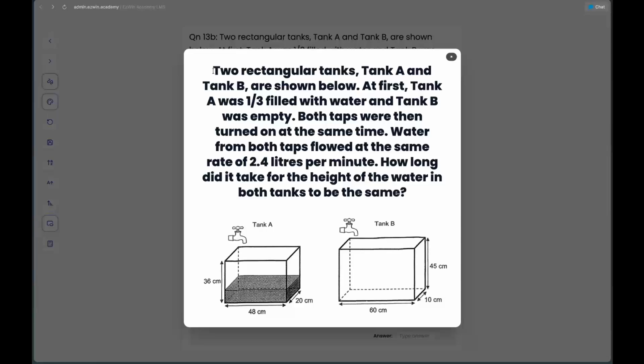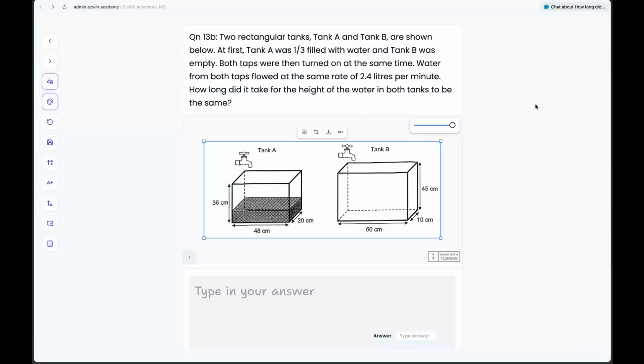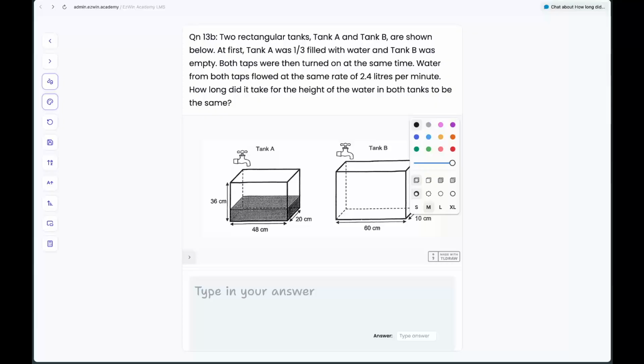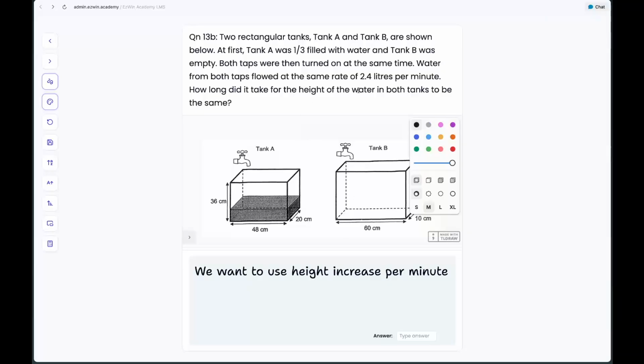Question 13, part B. Two rectangular tanks, tank A, B, are shown below. At first, tank A was 1/3 filled with water and tank B was empty. Both taps were then turned on at the same time. Water from both taps flowed at the same rate of 2.4 liters per minute. How long did it take for the height of the water in both tanks to be the same? So first, we want to use height increase per minute, because we are looking for the height of water that are the same.